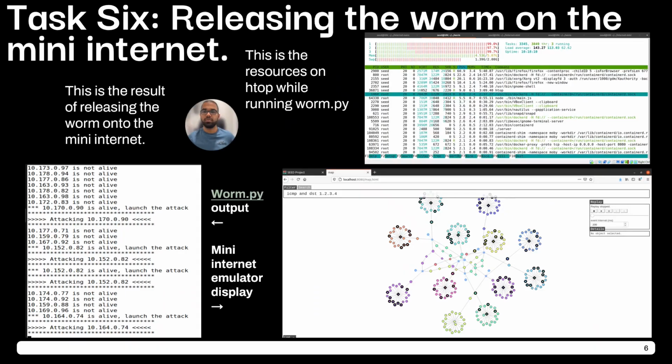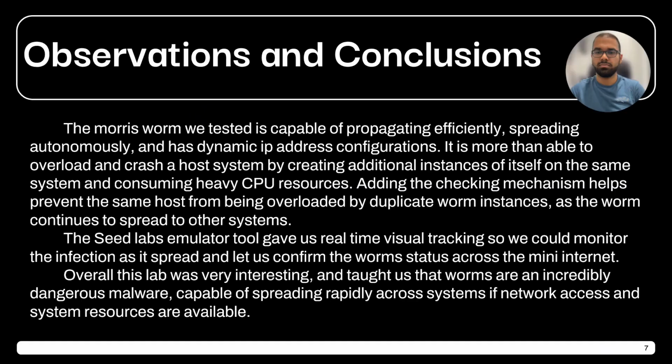After releasing the worm on the mini intranet, the worm output showed it checking targets, finding live hosts, and launching attacks. The map in Firefox showed activity across the larger network, and HTOP showed the resource usage while the worm was running. Because the mini intranet has many more hosts, it used noticeably more CPU and memory than the smaller nano intranet, but also gave us a larger environment to test worm propagation.